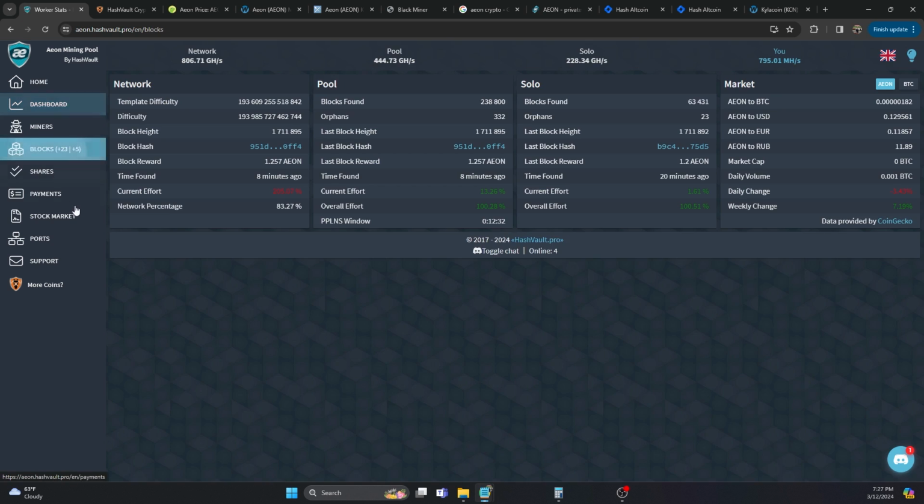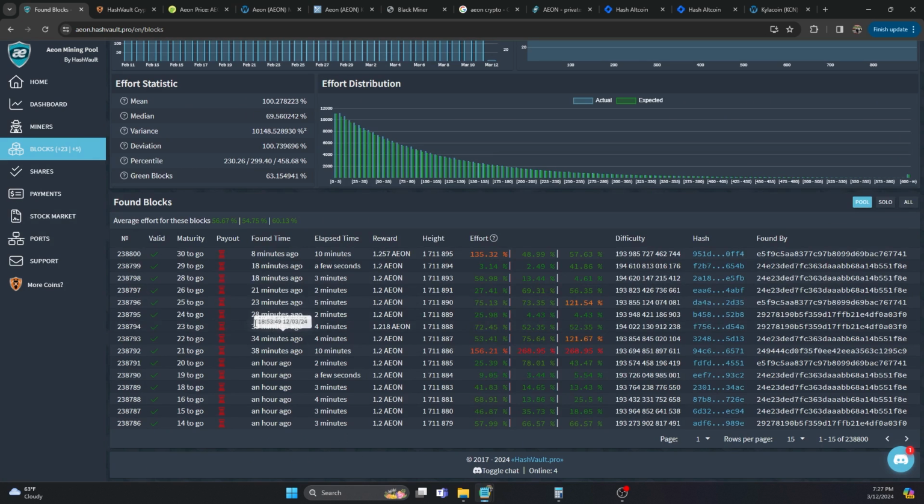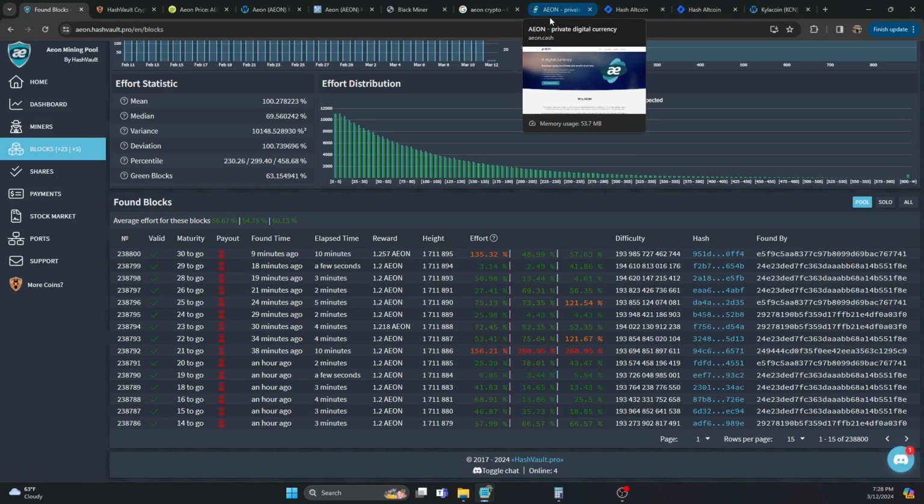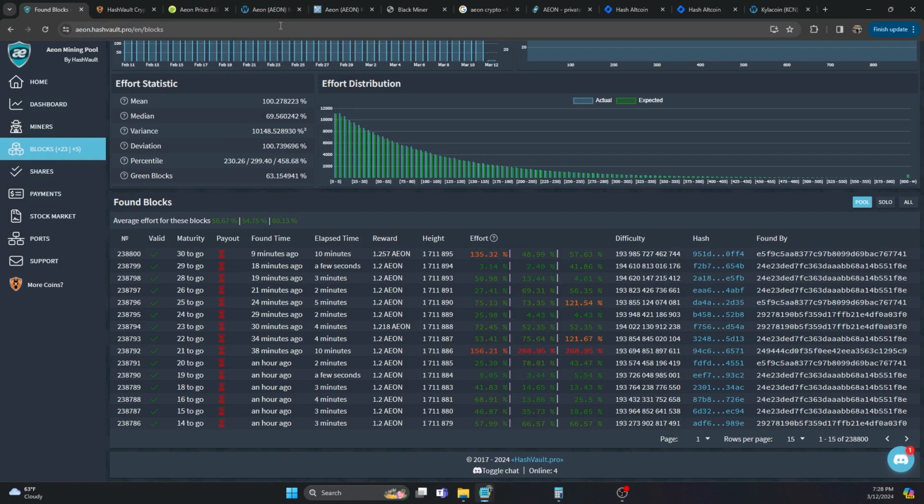If we hop on over to blocks, we can take a look at all the found blocks, and you can see the luck has been pretty good on these. These are not my personally found blocks. These are for the Aeon pool on HashVault. But I'm hoping if we can get around these averages, that will be amazing, and we'll probably be outperforming Kylocoin today in profits. It's close enough that I'm willing to take that chance.